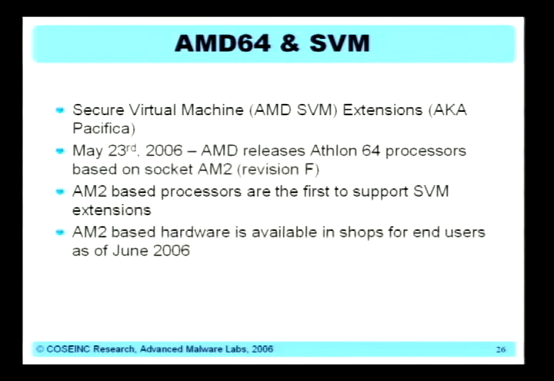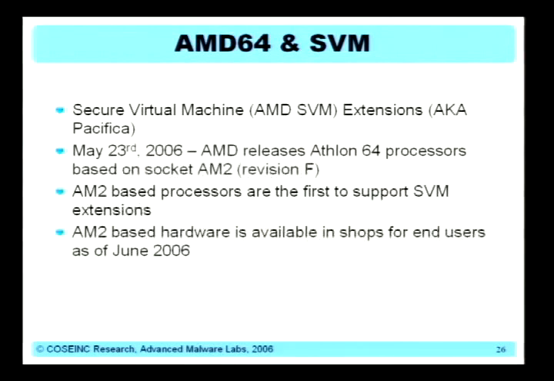SVM, Secure Virtual Machine Technology, also known as Pacifica, was released on May 23rd. So the first processors were available on the market, at least theoretically, on May 23rd. I managed to buy them during the first week of June in Poland, so they were probably available much earlier somewhere else. The processors which support SVM are all the AM2 socket processors, and these are the only AMD processors which support SVM.